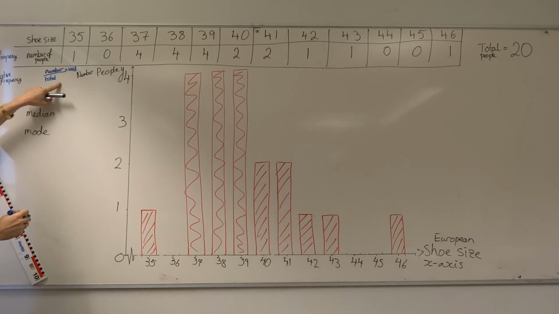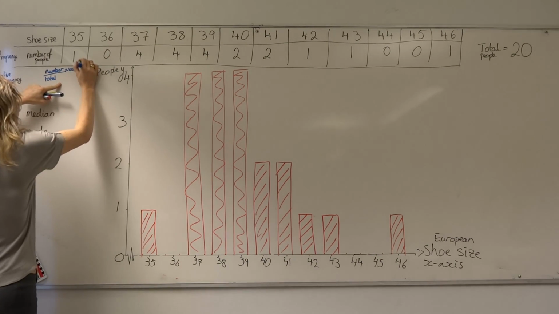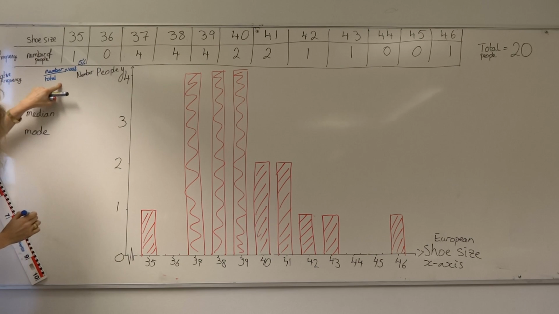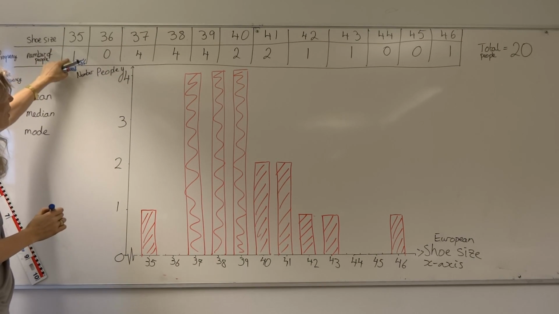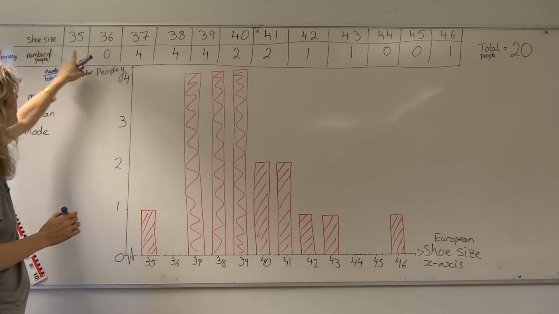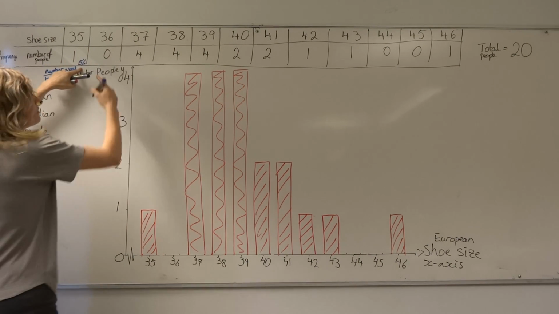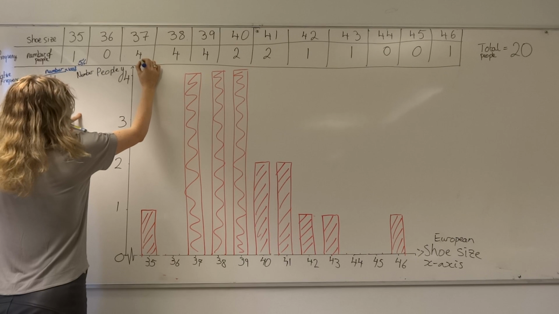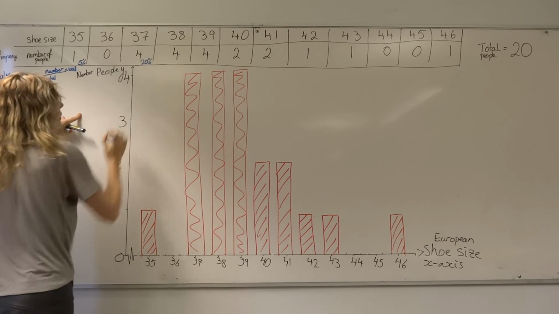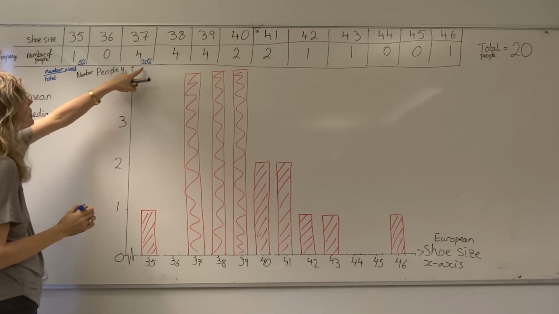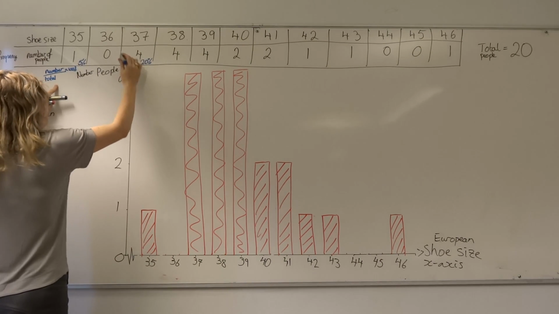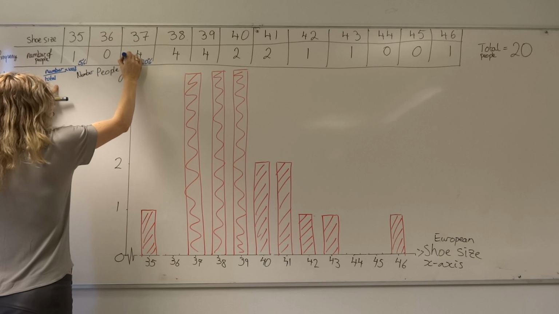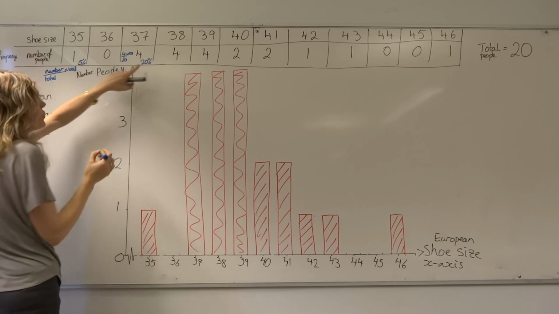So 1 divided by 20 would be 0.05. That would be equivalent to 5%. 5% of all the people we asked had a size 35. Whereas 4 people, now that would be 5 times 4, that would be the same as 20% of the people. The number of people was 4 divided by the total 20, times 100, which would give us 20%.